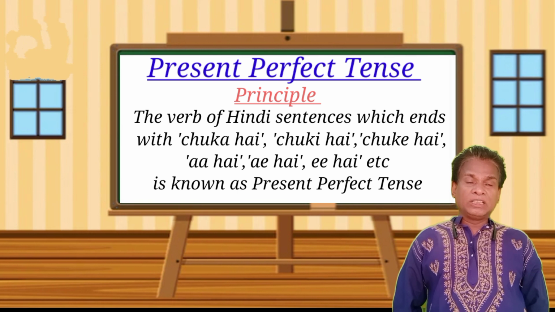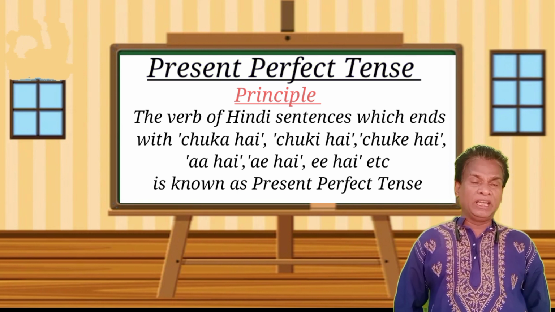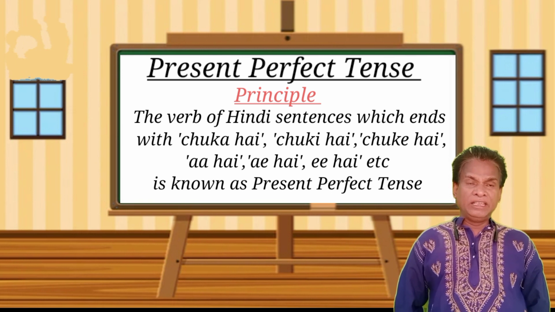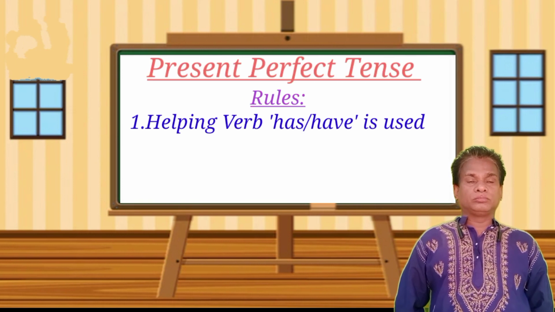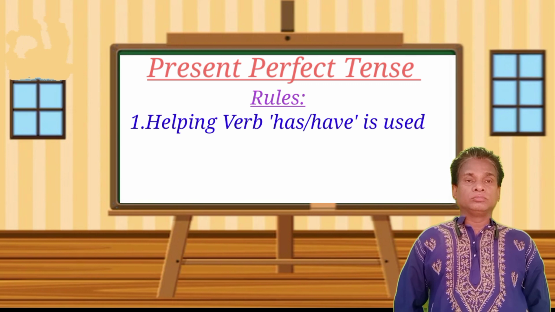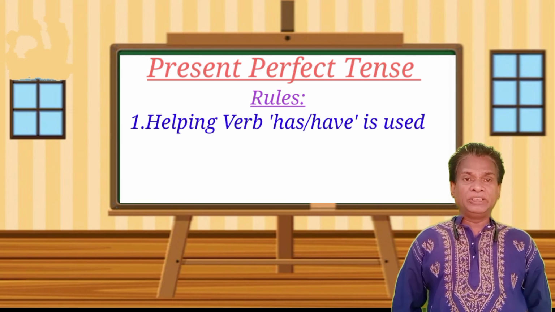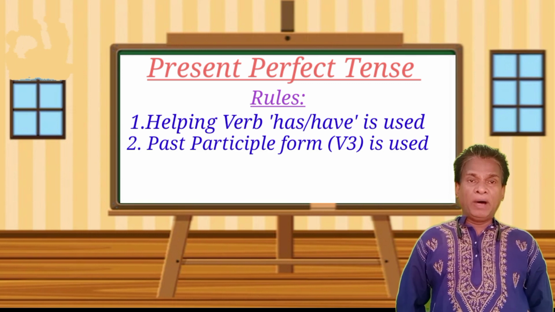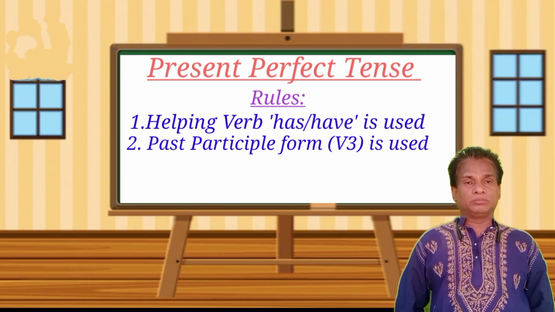Principle: the verb of a Hindi sentence which ends with चुका है, चुकी है, चुके हैं, आ है, ई है, ए है, etc. is known as present perfect tense. Rules: the helping verb has or have is used. Past participle form V3 is used.